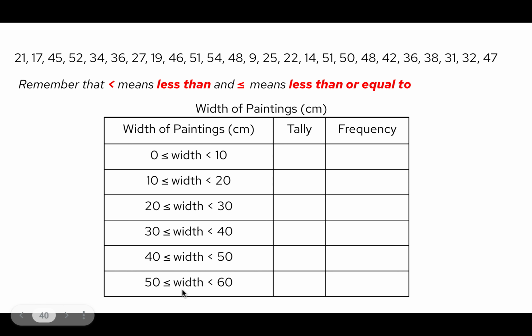40, and 50. So see, you can count 0, 10, 20, 30, 40, 50, 10, 20, 30, 40, 50, 60. Now we're going to do our tallying. So let's look at our first number. The first number is 21. So I'm going to put it here because 21 is between 20 and 30.